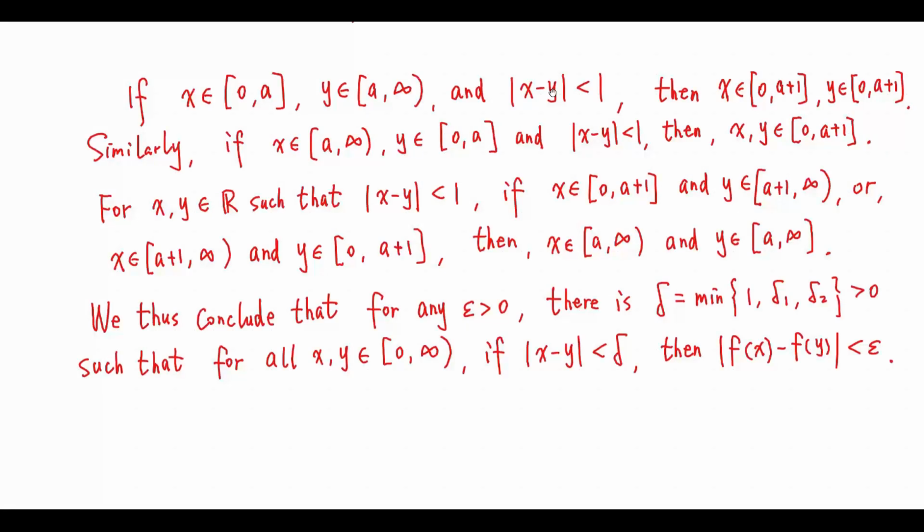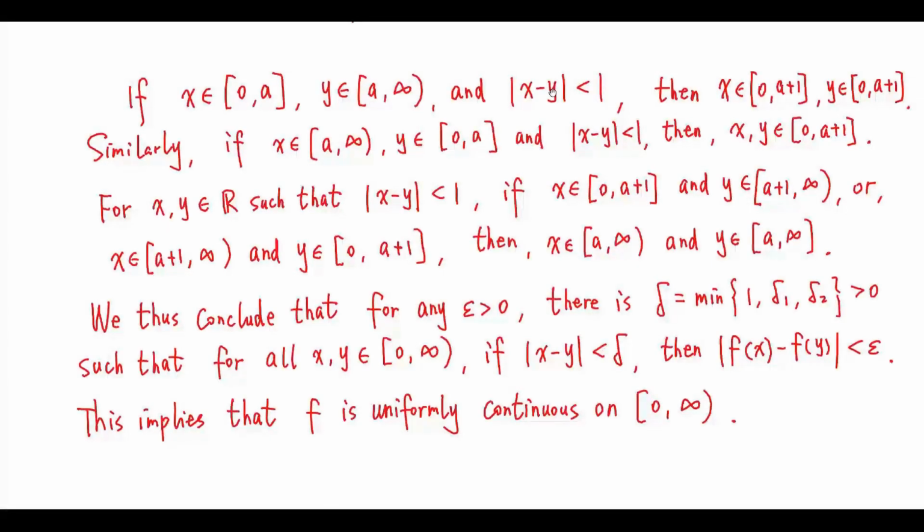We thus conclude for any positive number epsilon, there is a positive number delta given by the minimum of 1, delta 1, delta 2, such that for all x, y in the semi-closed interval [0, infinity), if the absolute value of x minus y is less than delta, then the absolute value of f(x) minus f(y) is less than epsilon. This implies f is uniformly continuous on the semi-closed interval [0, infinity).